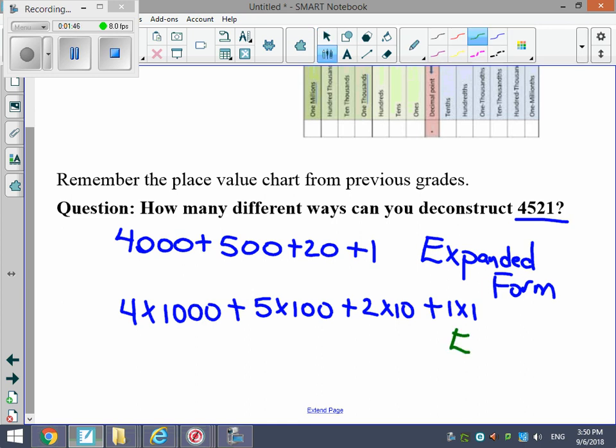Anyhow, this is called expanded notation. It starts with the same word, and that's why some kids get them confused. One is expanded form, where you just break them into numbers, and one is expanded notation, where you break them up into their base 10 units. All right, so we're going to take a couple more quick examples of those, and then I'll move on.